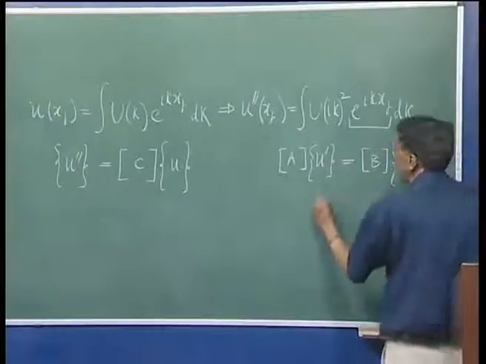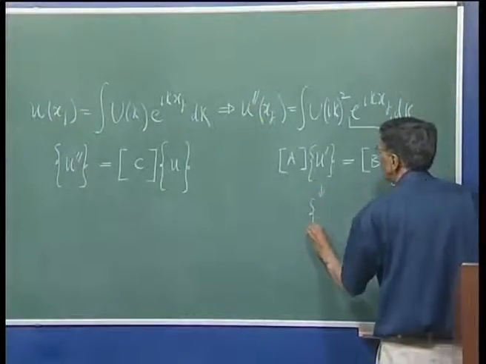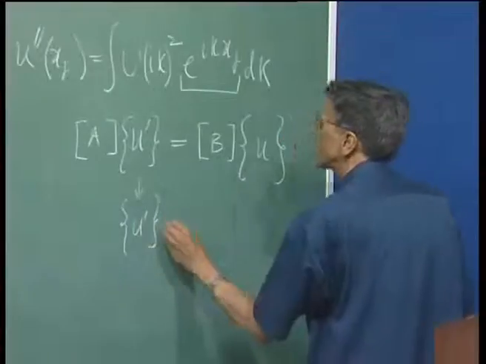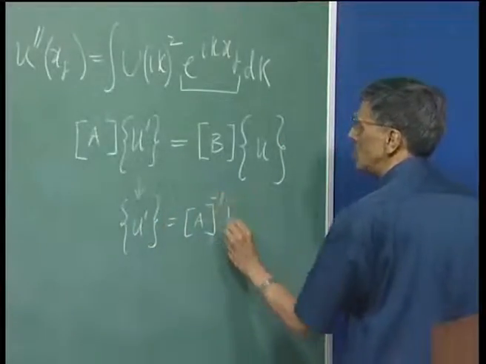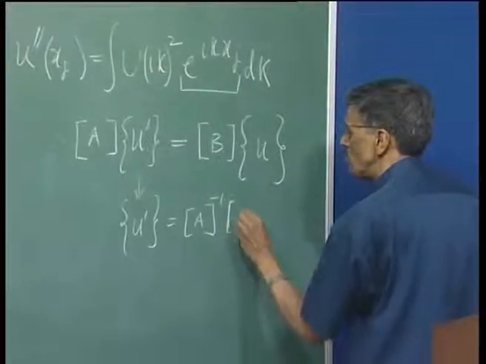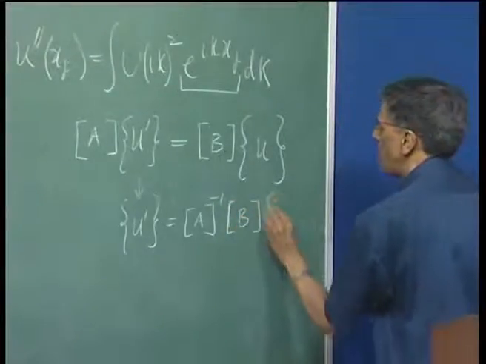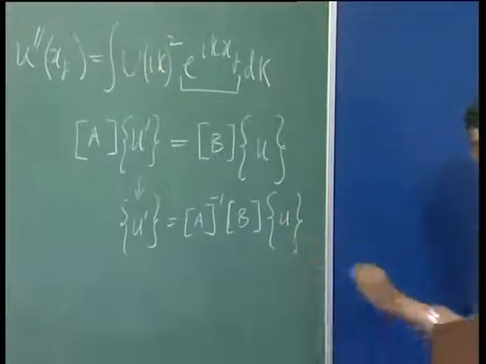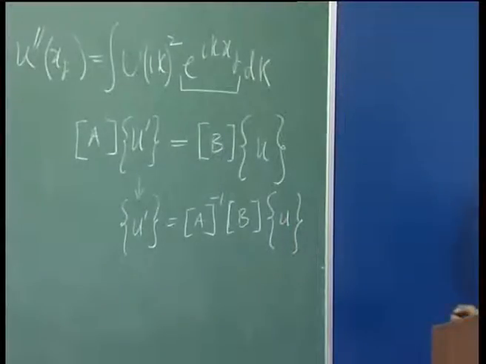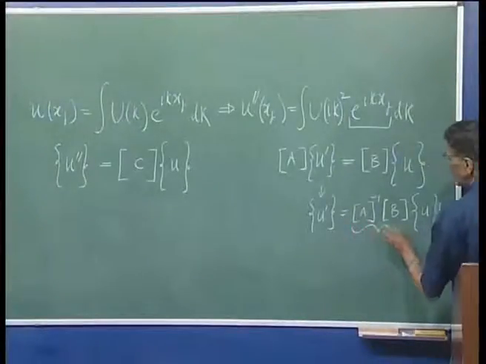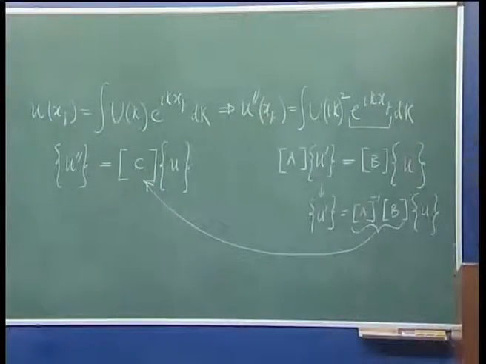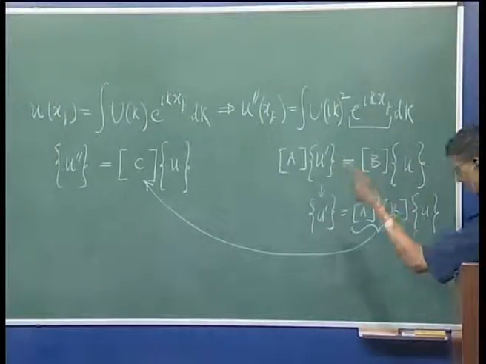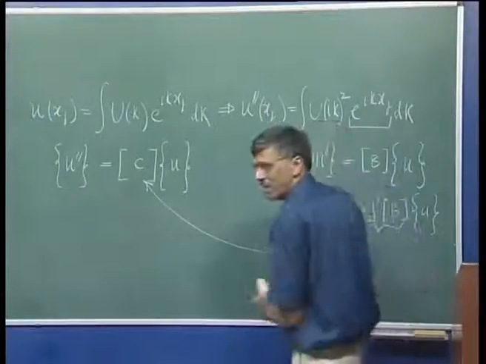I could write this as u prime is equal to A inverse B operating on u, okay. So, this is what we called the C matrix. You see the connection. So, that was for a first derivative.